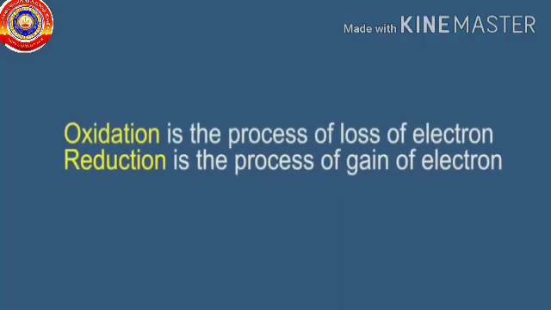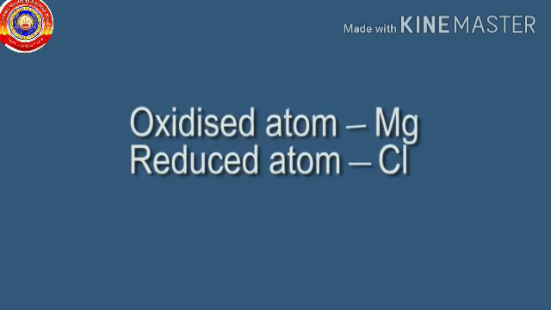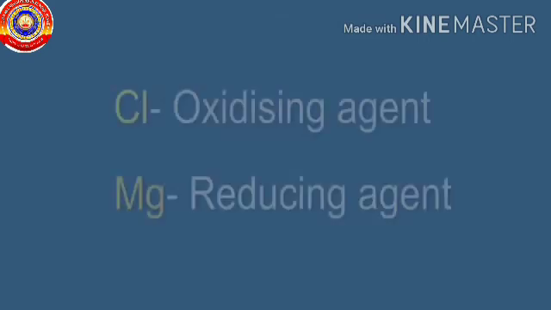The process of losing electrons is called oxidation, and the process of gaining electrons is called reduction. As magnesium loses electrons, it gets oxidized; as chlorine gains electrons, it gets reduced. The atom that gets oxidized is magnesium, and the atom that gets reduced is chlorine. Here chlorine is responsible for the oxidation of magnesium.